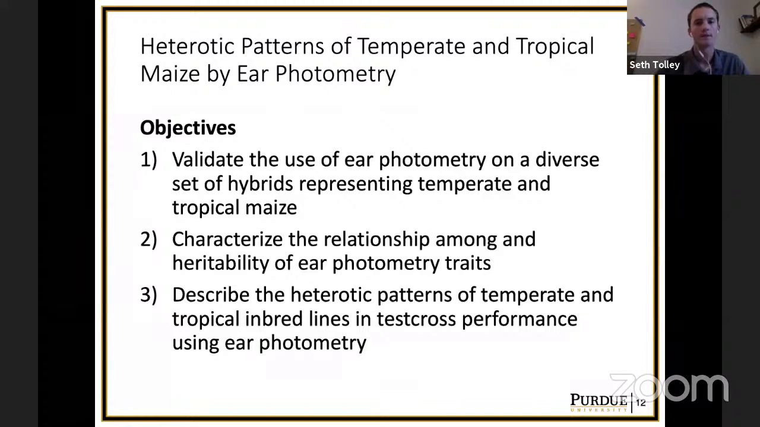Digging into this first chapter, which we just recently submitted for publication, we had 3 primary objectives. The first was to validate the use of ear photometry. What made this a little unique is that we wanted to do it not only on a temperate set of germplasm, but also on a tropical set of germplasm. We wanted to characterize the relationship of these traits and the heritability of all of our ear photometry traits. And finally, we wanted to describe heterotic patterns that we see in temperate and tropical maize using ear photometry.